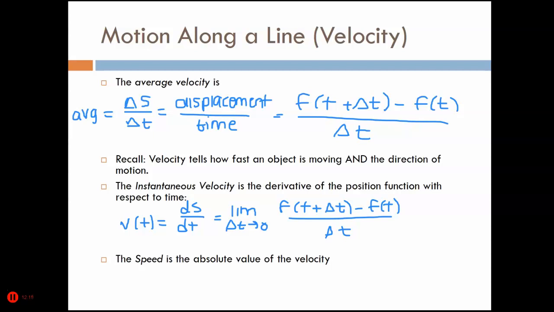Now, speed is kind of like the difference between distance and displacement. Speed is the absolute value of velocity. Speed is non-negative. So it's the absolute value of velocity, or the absolute value of the derivative. It is non-negative. So if you had a graph of velocity, the speed would be the velocity graph all in the positive quadrant.